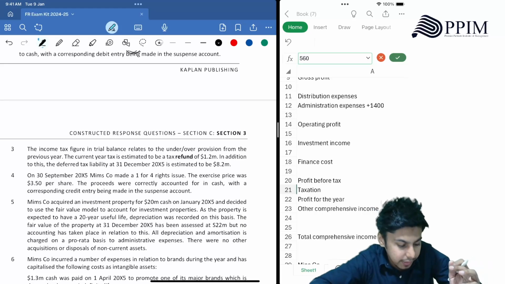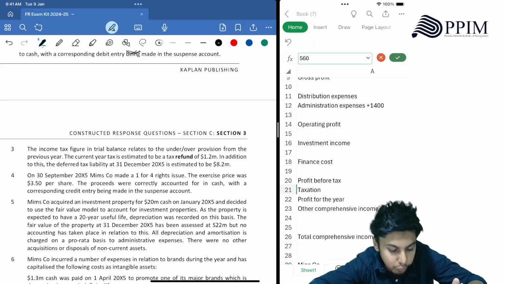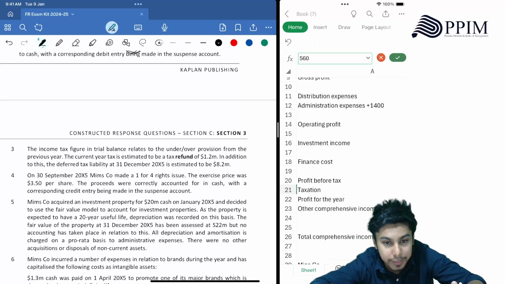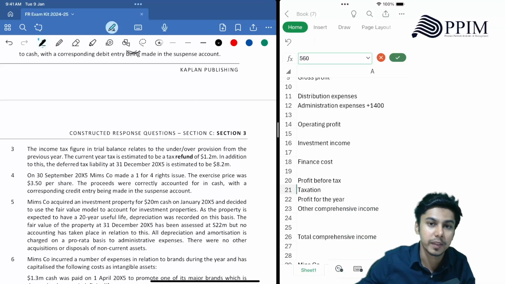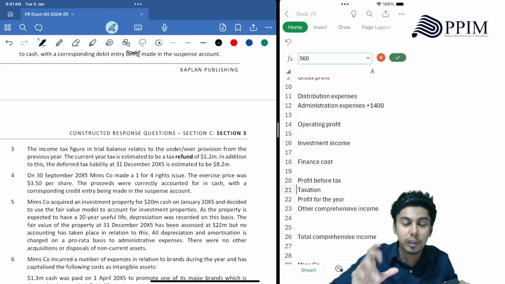Right. On 30th of September, MIMS Corporation made a 1-for-4 rights issue. The exercise price is 3.5. The proceeds were correctly recorded in cash account with a corresponding credit entry being made inside suspense account. Right, now, guys, what is this? A rights issue. So if it's a rights issue, if you want to find the answer, we have a formula.